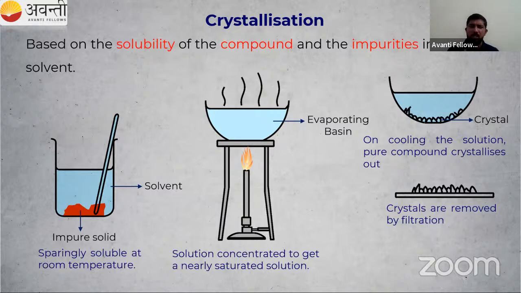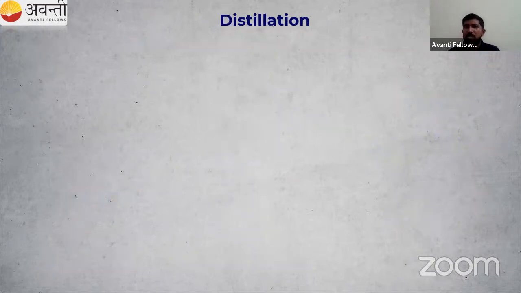So sublimation and crystallization are not that important. Just understand that these are the purification techniques based on the solubility of the compound and the impurity. Is that clear to you, crystallization? If it is clear, we have to study the important one. This distillation also you have studied already in different chapters.